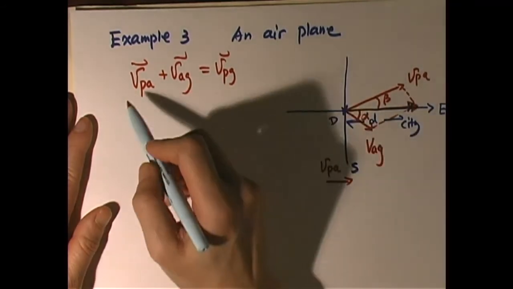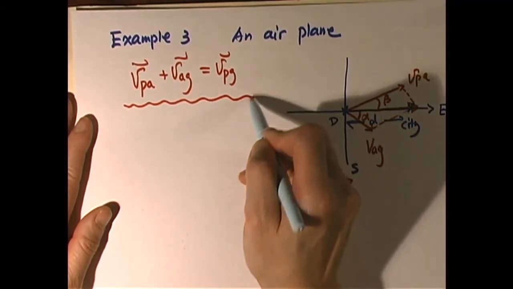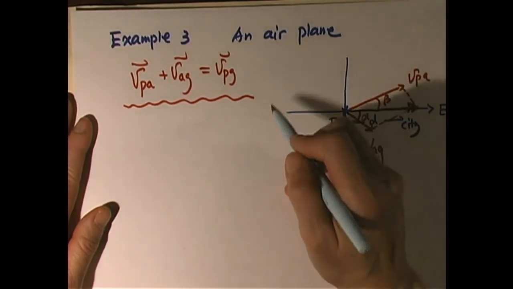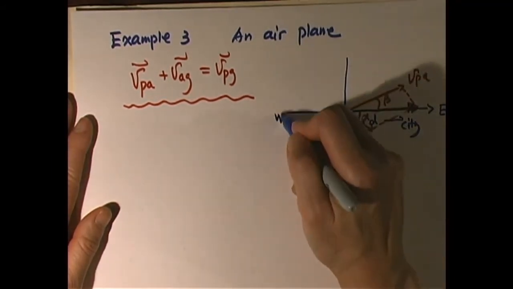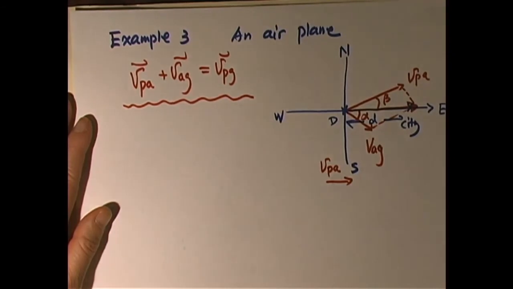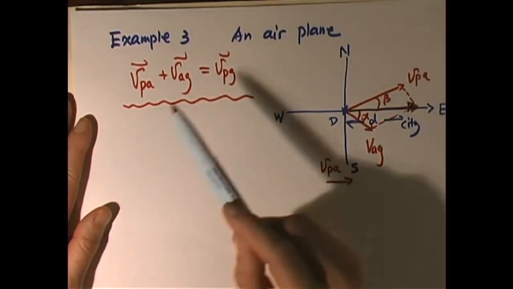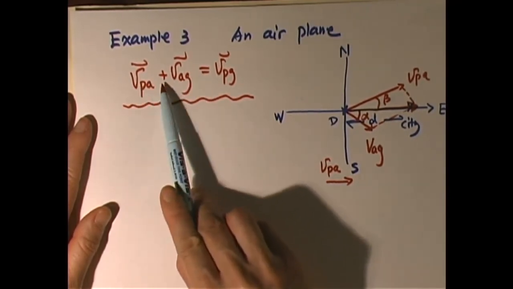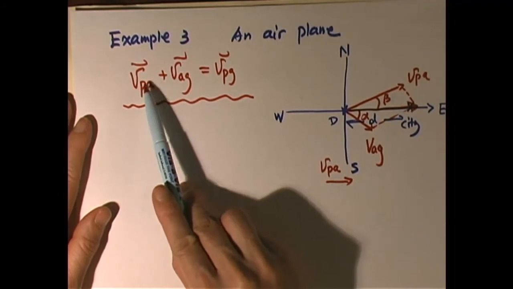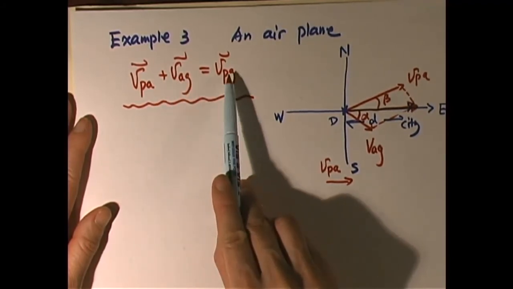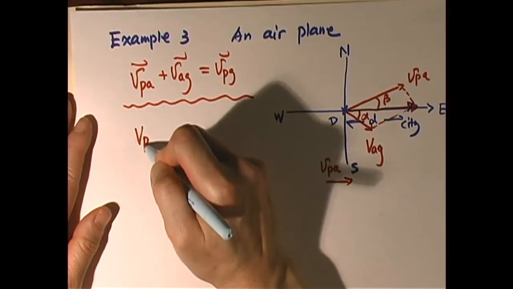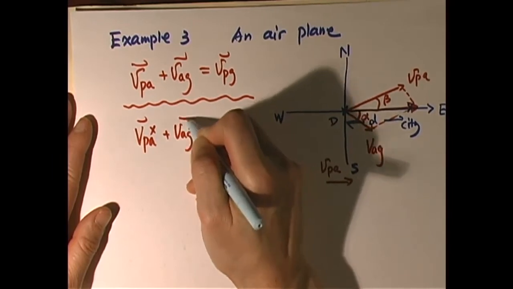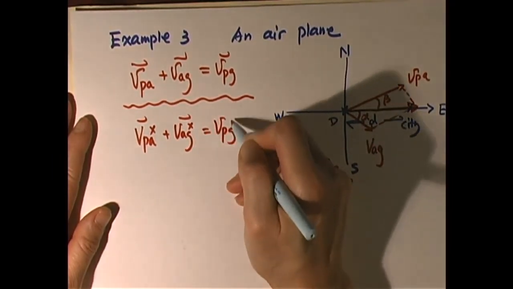Now, we can apply this equation towards the x direction and the y direction. The x direction is the west-east direction, and the y direction is the north-south direction. Because this is a two-dimensional vector equation, it has an i-component and a j-component. So if two vectors added together equal the third one, then the summation of their i-components should equal the third one's i-component, which means v plane to the air of x plus v air to the ground of x must equal v plane to the ground of x.